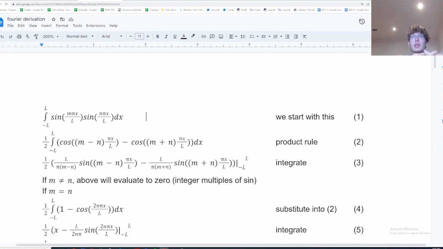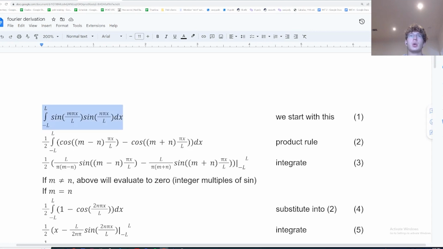First, the underlying principle that makes the Fourier series work is the concept of orthogonality, which essentially states that if you take the inner product of two sinusoidal waves with differing frequencies, you're going to get a zero integral, and if the frequencies are equal, you're going to get a non-zero integral. So first we're going to show this.